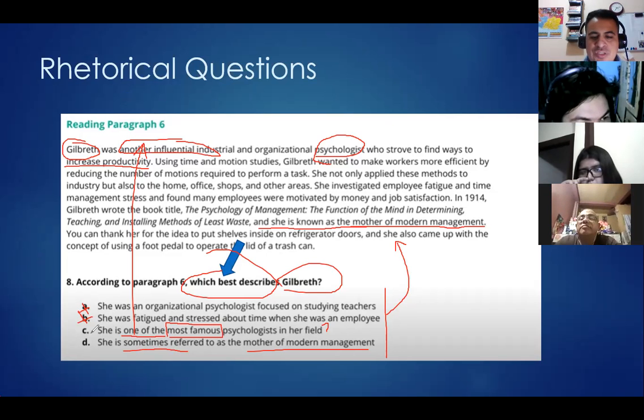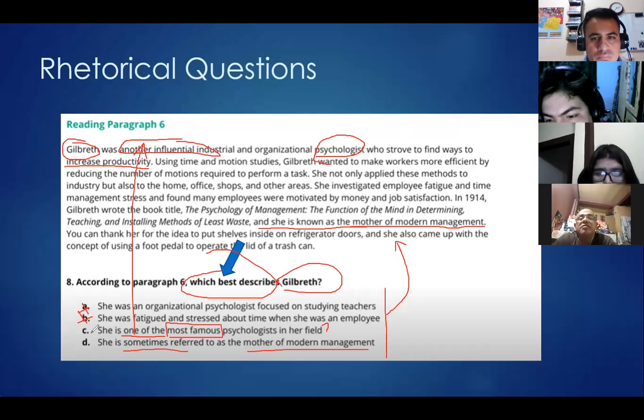Okay, why did you choose D? Because of what it says in the test. It says she is known as the mother of modern management, because everything is related to what she did. See, the psychologist, management, the function of the mind of determining, teaching, and all the text is related. Okay, very good.